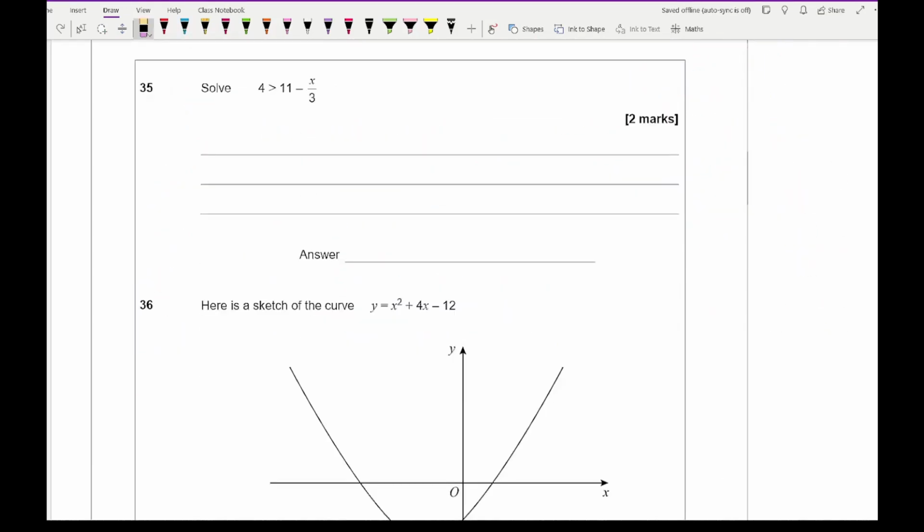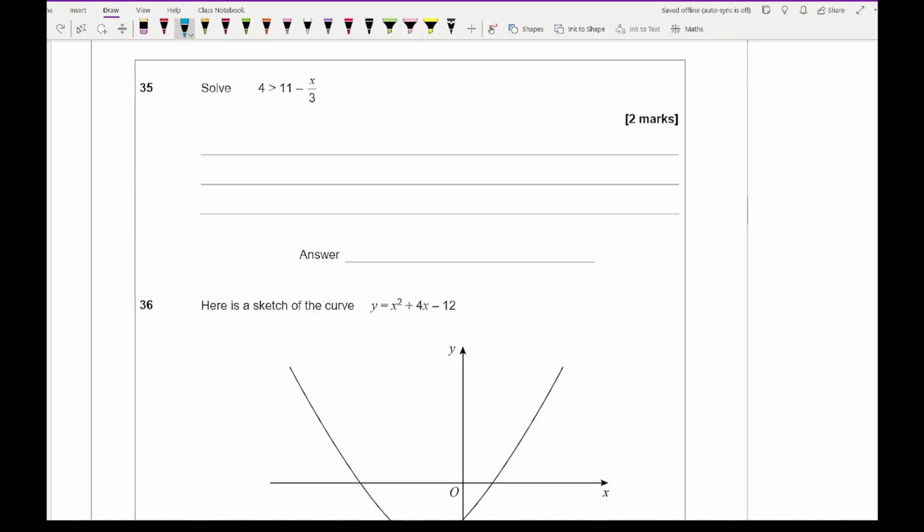And then moving on to question 35, it says solve, and here we've got our inequality. Now with this inequality, there are so many different ways in which you can go on and solve this, but as long as you get the correct answer and you're showing some work as the question's worth 2 marks, you should be all fine. Now your way might be different to the way I'm going to be doing it, but again, like I said, if you get the same answer, it's all good.